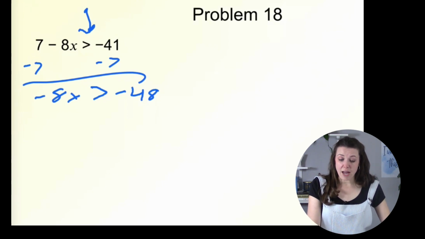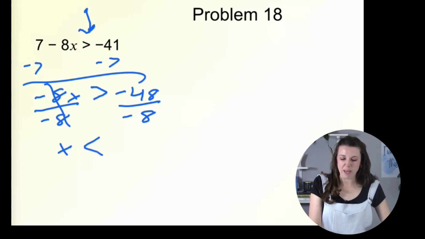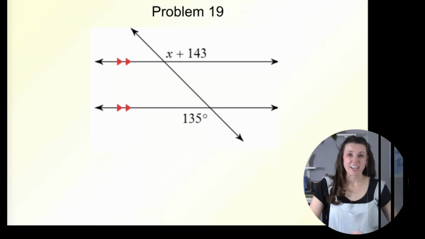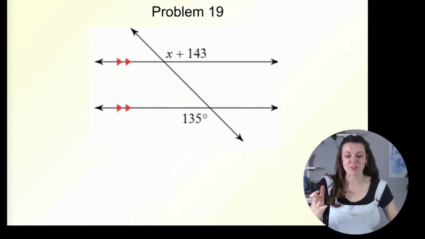Okay, now I'm going to divide by negative 8 on both sides. And the 8's cancel out and I'm left with x. And here's the thing, because I just divided by a negative, my sign is going to flip. Okay? And when you divide a negative by a negative, it turns into a positive. So x is less than 6. So be careful if you have inequalities. Definitely something that you're going to want to practice a bit because I could see this on the test for sure. So we've got a couple of angles here in the next few problems.